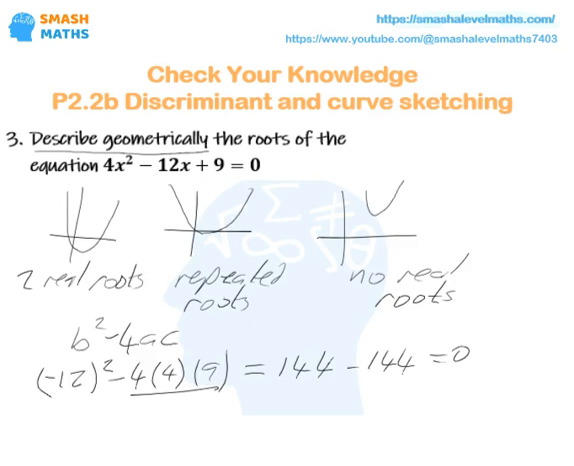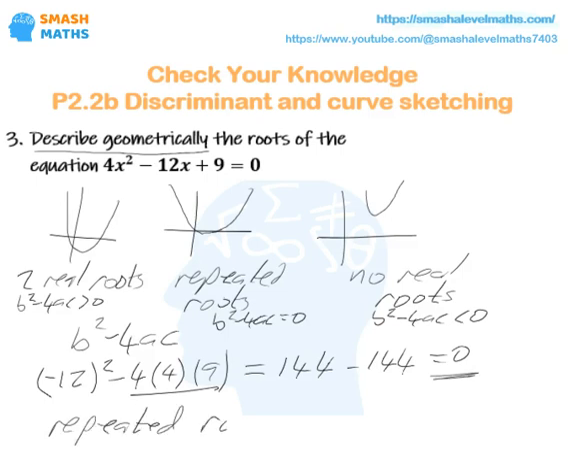Okay, so what's happening with these? Well, for real roots, b squared minus 4ac will be greater than 0. For this one, b squared minus 4ac will be equal to 0. And for this one, b squared minus 4ac will be less than 0. So what we need to do now is say, well, what have we found out? The fact that it's equal to 0 means we have got repeated roots. And there's our geometric description.